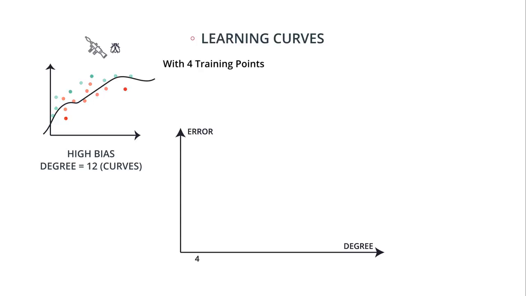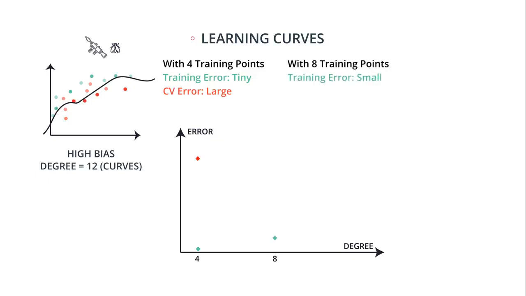Again, we can fit 4 points very easily, so we have a small training error. And again, as we don't have very much information in 4 points, this model probably didn't do very well in the cross-validation set, so we have a large cross-validation error. Now, if we increase the training set to 8 points, we have a slightly larger training error and a slightly smaller cross-validation error. And this happens again for 12 points as we've seen before.